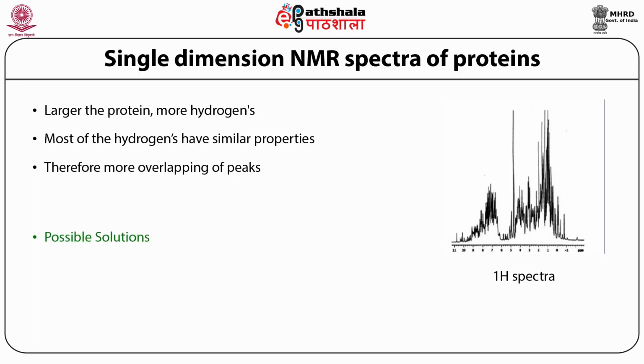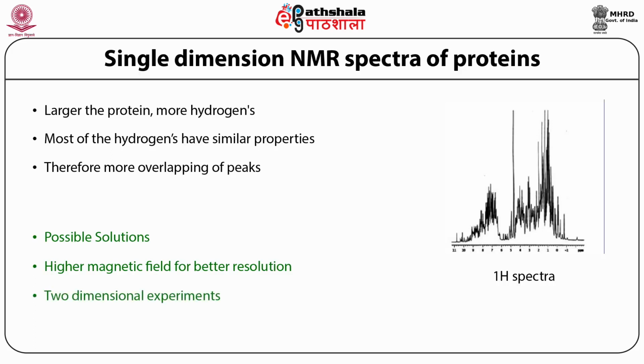So how could you solve this? One way is to use a higher magnetic field so that the peaks are better resolved. You can do two-dimensional experiments to get more information, or you could label the protein with 13 carbon and 15 nitrogen, which have an odd number of nucleons, so that they respond to nuclear magnetic resonance. Because carbon and nitrogen can be introduced in limited numbers, unlike hydrogens, the number of peaks will be fewer and it becomes easy to interpret.